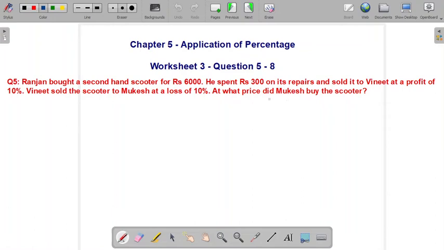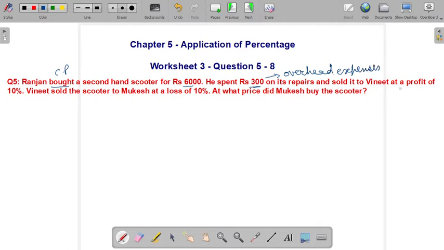Hello everyone. Now worksheet 3, question 5. Question 5 is: Ranjan bought a second hand scooter for rupees 6,000. Bought means cost price. He spent rupees 300 on its repair. So 300 will be what? Overhead expenses.